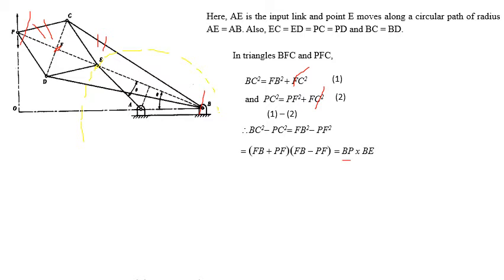Similarly FB minus PF, from the center to the fixed point, FB minus PF. So PF is nothing but FE, because all the links have the same length. So FB minus FE represents BE. So in place of FB minus PF we can write BE.